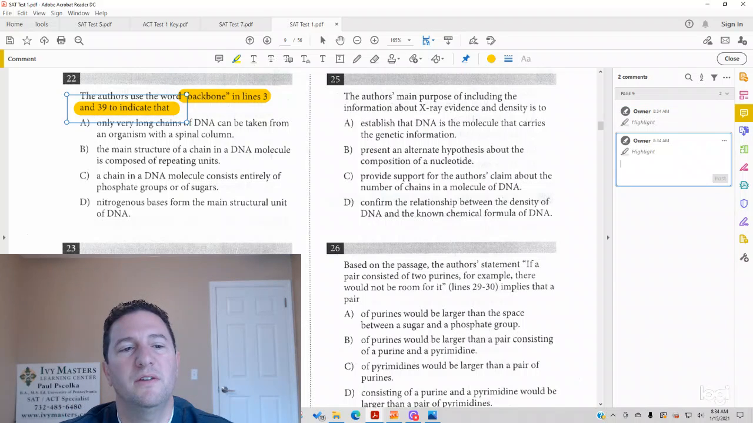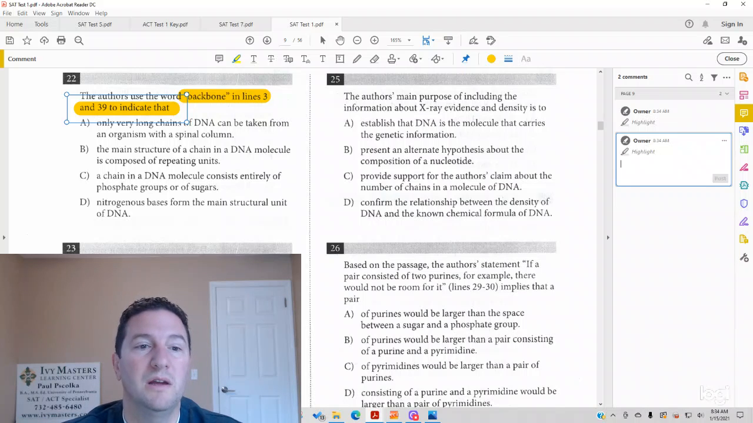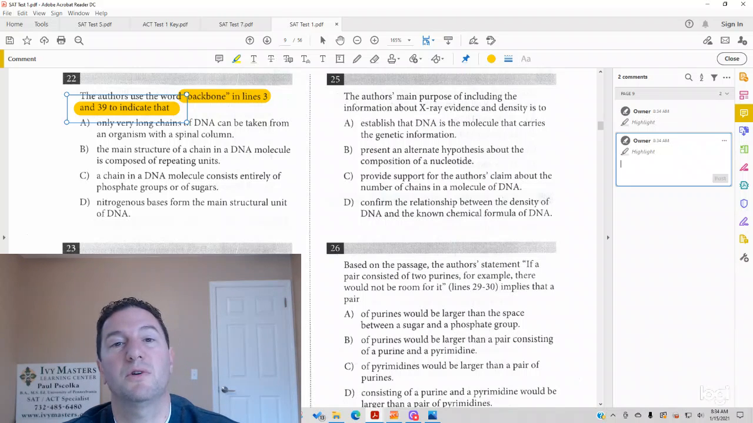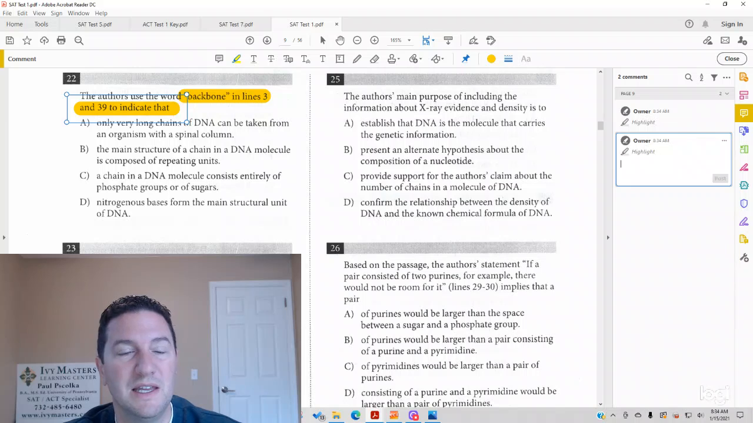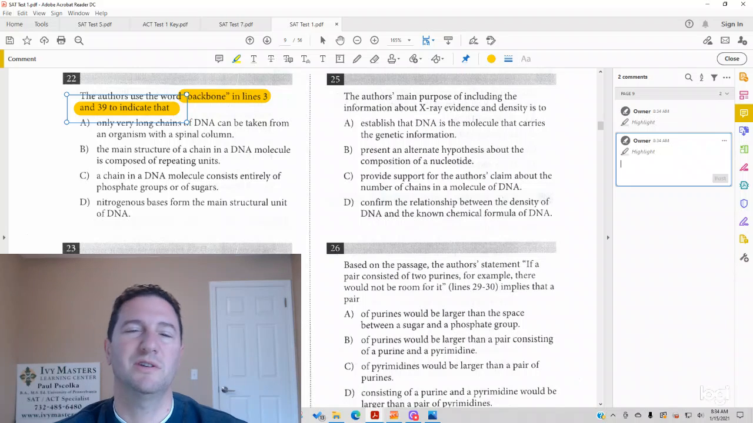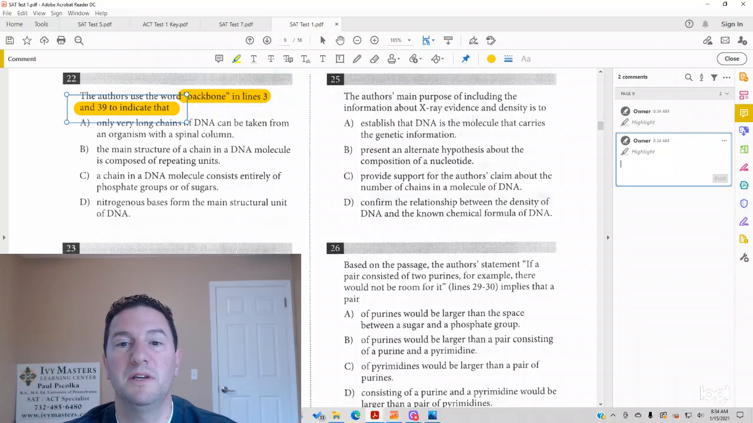Now, what we'd call this is a double-line vocab and context question. At least that's what I call it. Why? Double line because it's two lines, line 3 and line 39. Vocab and context because usually it says most nearly means when it's vocabulary and context. This one says to indicate that, but it's still asking you what backbone is indicating within the context of the passage, not exactly what backbone most nearly means, but what it's indicating or referring to.